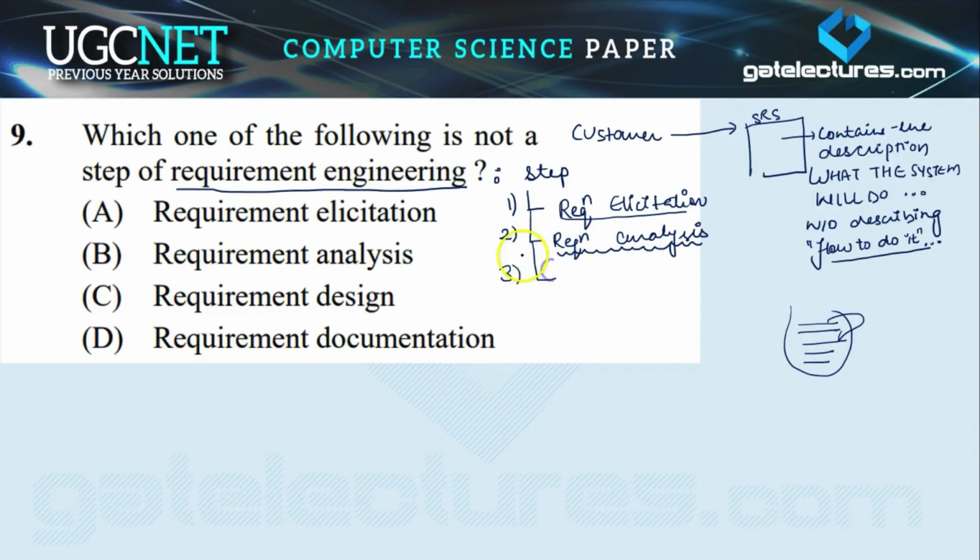Now the next step is requirement documentation. In the requirement documentation, we prepare one SRS document, and in the SRS document, everything is present about what the system will do without describing how to do it.